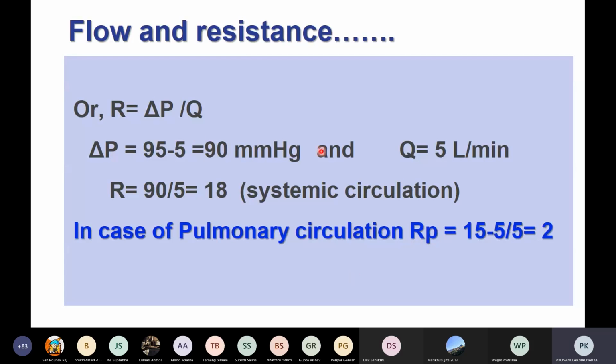Okay, so by this relationship between the flow, resistance, and the pressure gradient, we are able to calculate the resistance in the systemic circulation and the pulmonary circulation. And we saw that in systemic circulation the resistance is more, and in the pulmonary circulation the resistance is less.